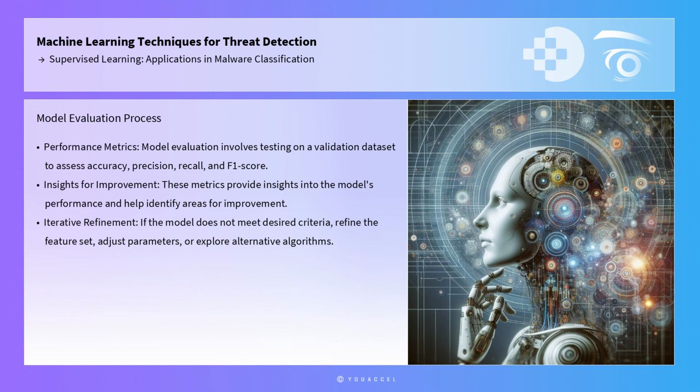Model evaluation is the next step, where the trained model is tested on a separate validation dataset to assess its accuracy, precision, recall, and F1 score. These metrics provide insights into the model's performance and help identify areas for improvement. If the model does not meet the desired performance criteria, professionals may iteratively refine the feature set, adjust the model parameters, or explore alternative algorithms.